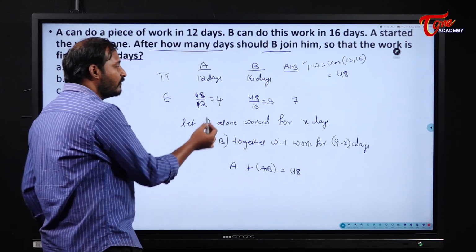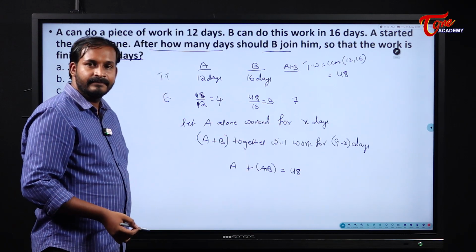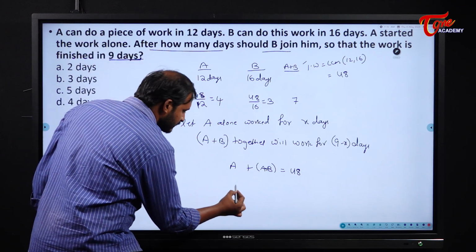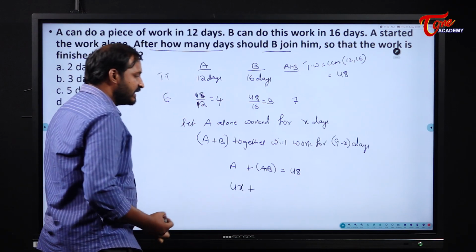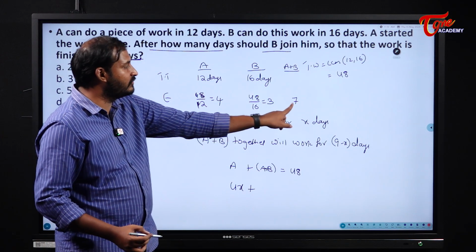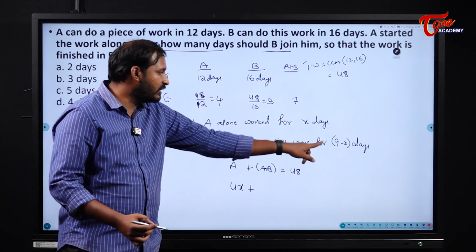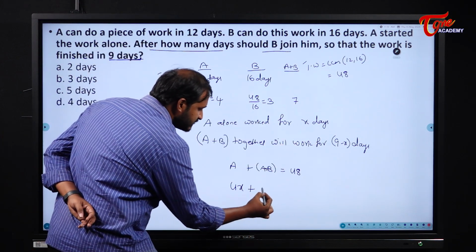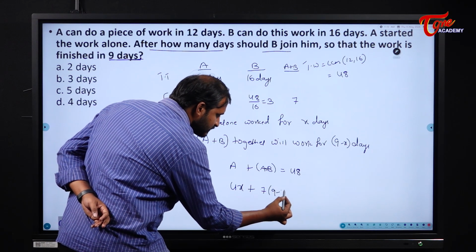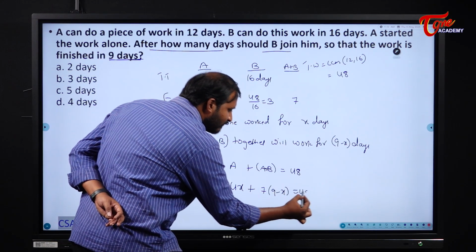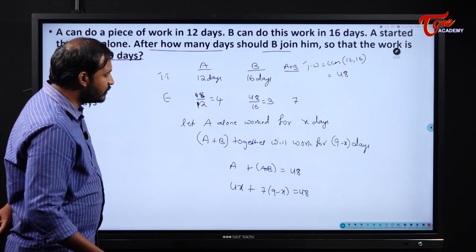In one day he will do 4 work. In X days, he will do 4x work. Next, A and B together, in one day they can do how much work? 7 work. Now in 9 minus X days, they can do 7 into 9 minus X work. This should be equal to my total work 48.